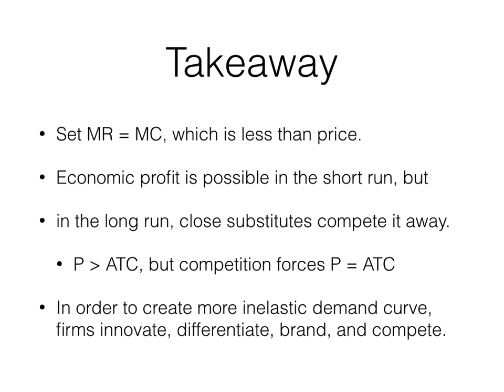So again, the takeaway from this is marginal revenue is equal to marginal cost, but that's less than price. Economic profit is possible in the short run, but in the long run, close substitutes compete that profit away so that the price is greater than the average total cost at first, but then price is driven down to average total cost, just not at the minimum where it would be in the perfectly competitive market.